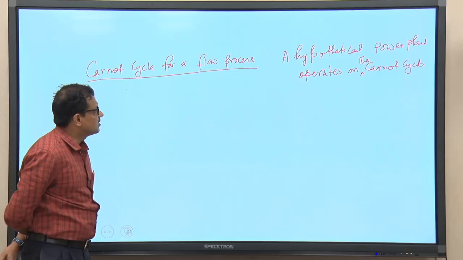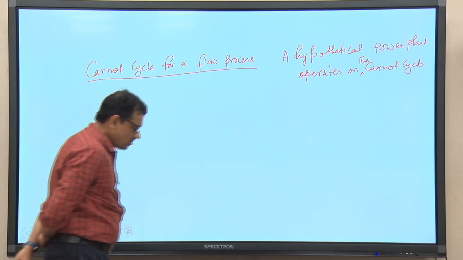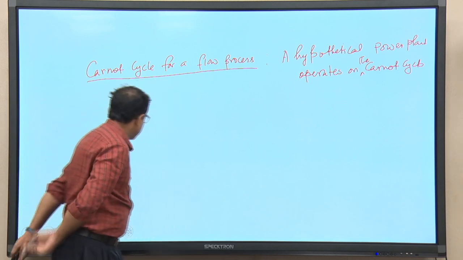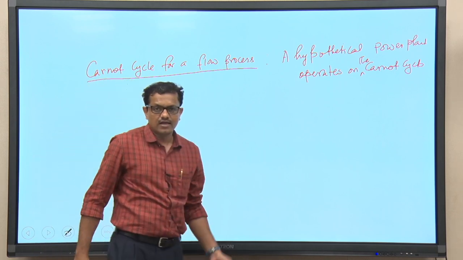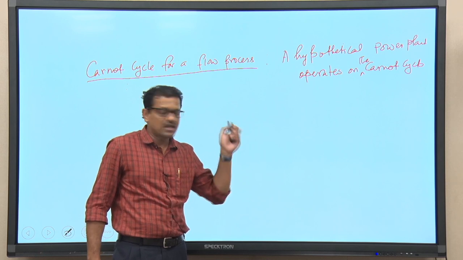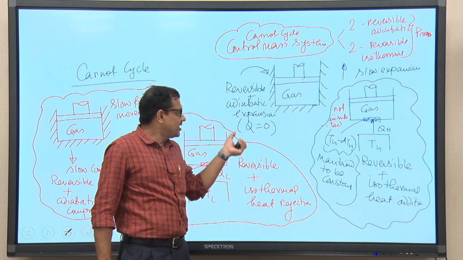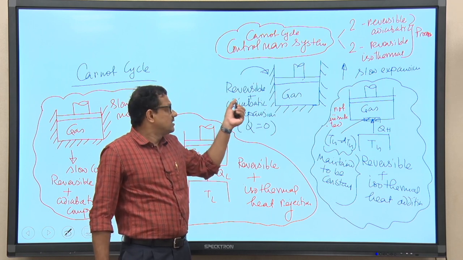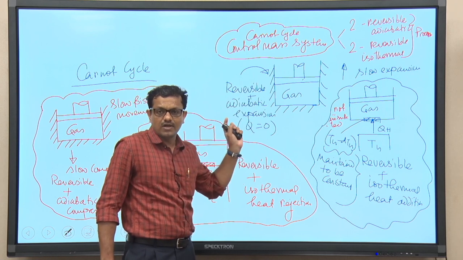A hypothetical power plant operates on the Carnot cycle. So, now what have we seen? We have discussed a few, rather four, major components. I have discussed the Carnot cycle, the last example that I illustrated, only to make you understand that the Carnot cycle is an essential and ideal cycle, and this is for the control mass system.